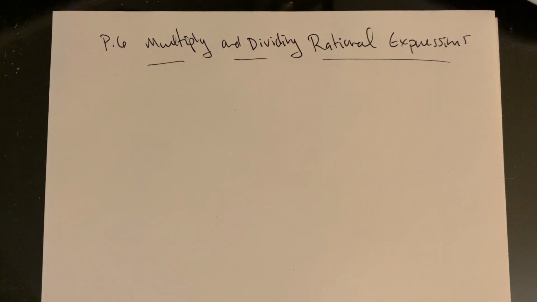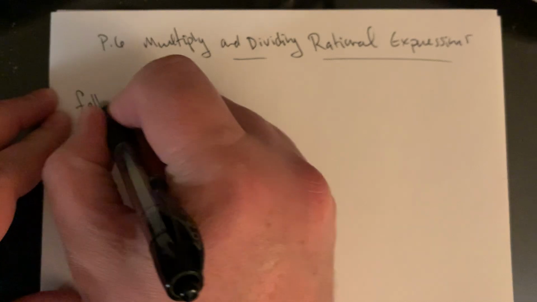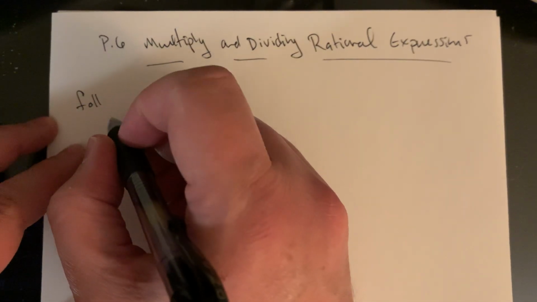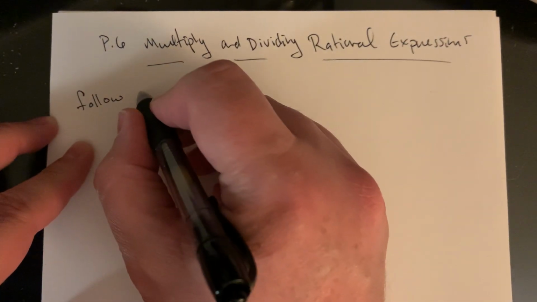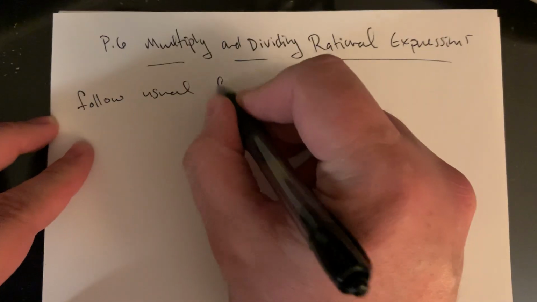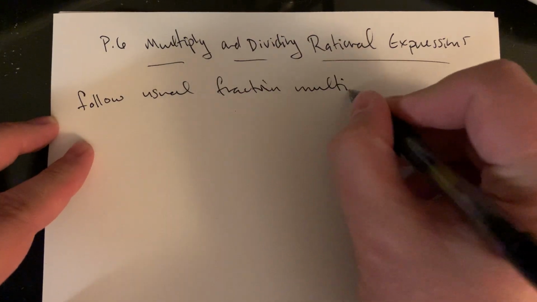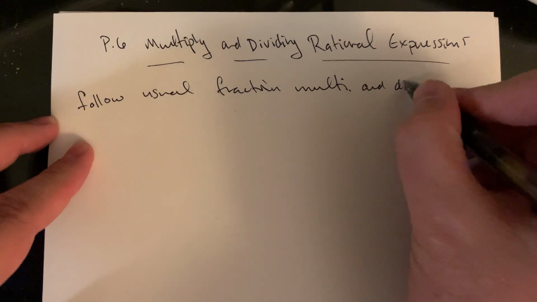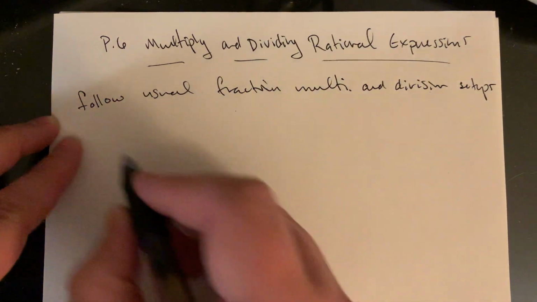Okay, moving right along. Once we've done simplification for these rational expressions, this sort of reducing to lowest terms, the next stage is to look at multiplication and division. And in the same way that simplifying was essentially equivalent to reducing to lowest terms, multiplication and division is just going to follow our usual fraction multiplication and division setups. We're going to do essentially the same thing we would do for fractions.